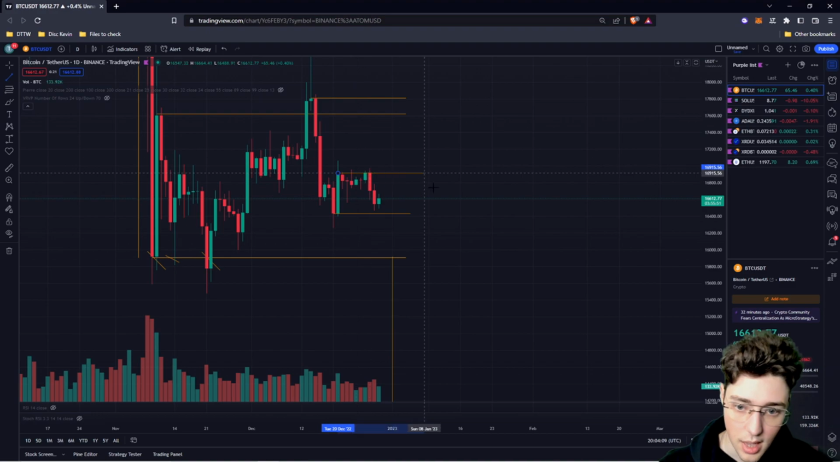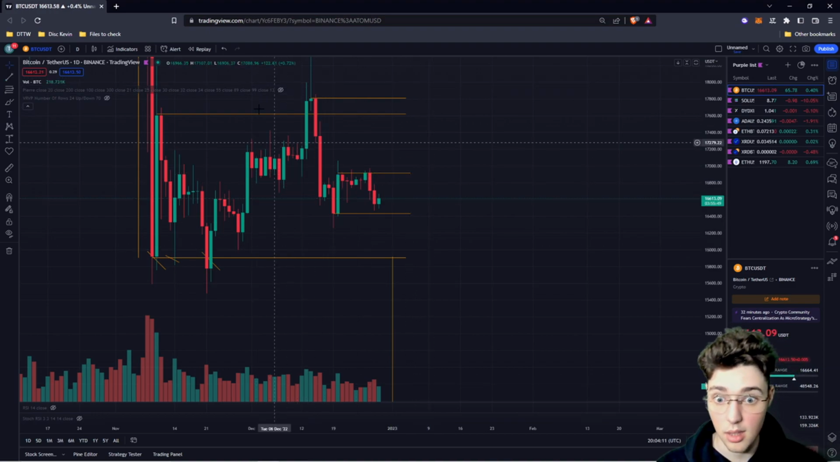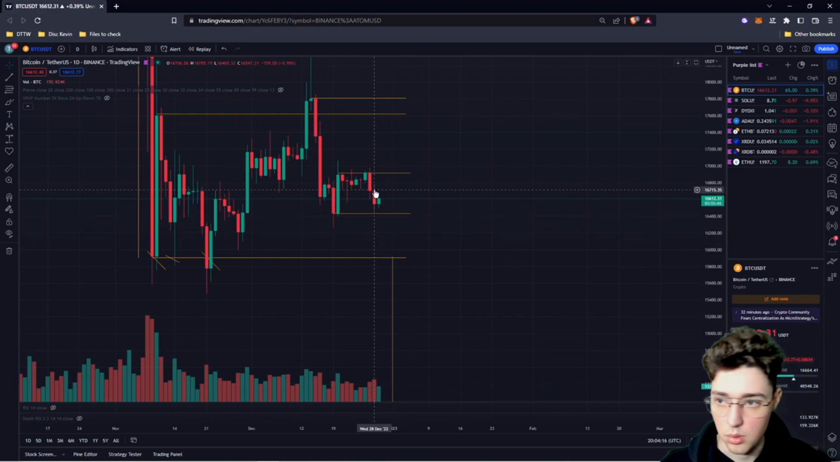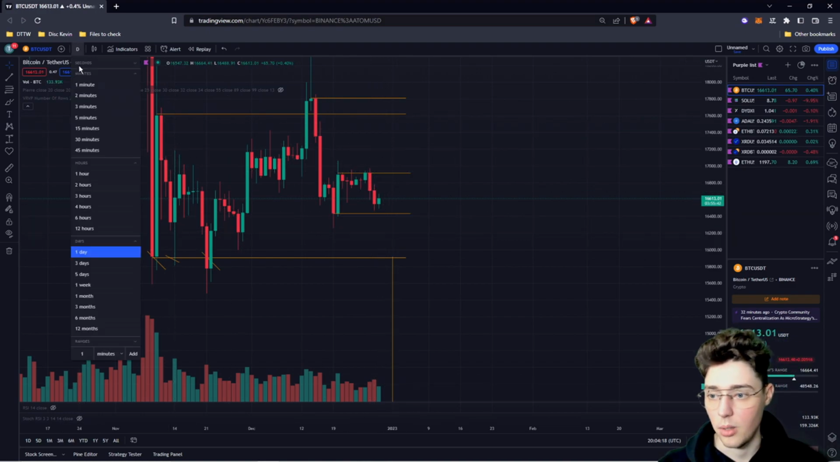We have a smaller range within this bigger range, and we'll see whether or not this tap will break through. That is what we're currently looking at in Bitcoin.